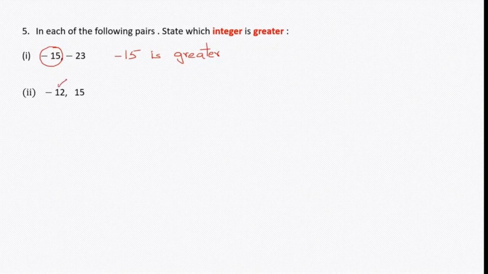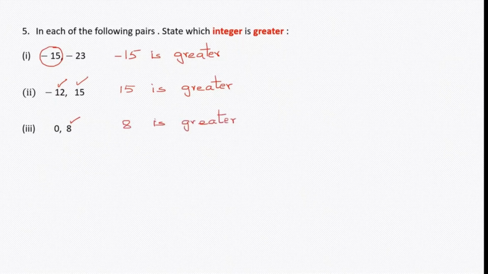Minus 12 and 15. One is negative, one is positive, and always the positive integers are greater. So 15 is greater. Here we have 0 and 8. Okay, and 8, as you know, is greater than 0. 8 is greater. 0 and minus 3. Minus 3 is a negative number. It's on the left of 0. So 0 is greater. 0 is greater.